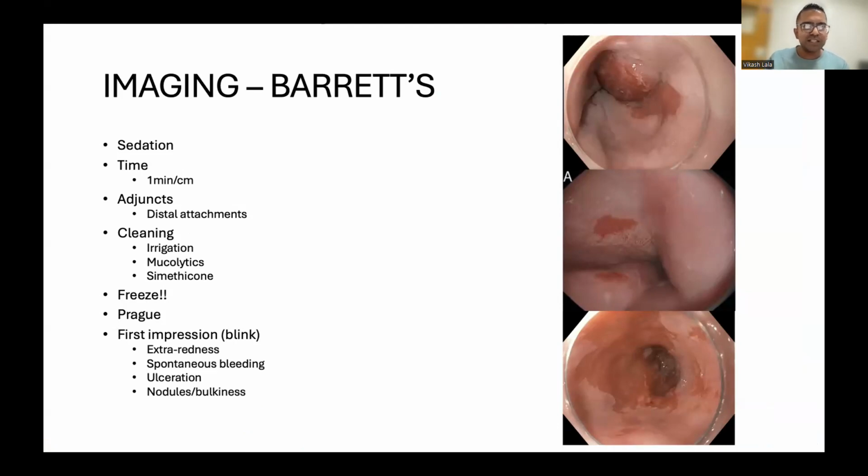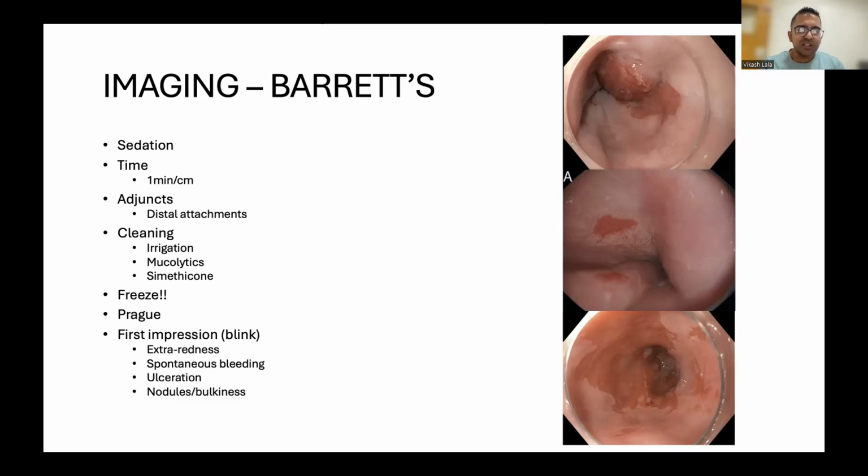So just two slides quickly that just gives you some tips and tricks that I use when I'm imaging patients with Barrett's. Just a few points. So the first thing is sedation. It's absolutely important to have your patient adequately sedated, especially if you know that they've got pathology and you need to spend some time looking at it. Having a patient gagging and vomiting and pulling out your scope absolutely hampers your ability to image these patients.